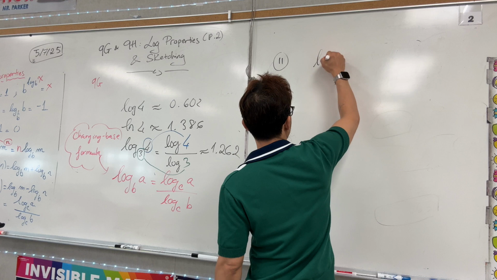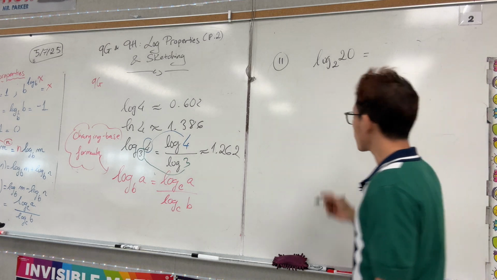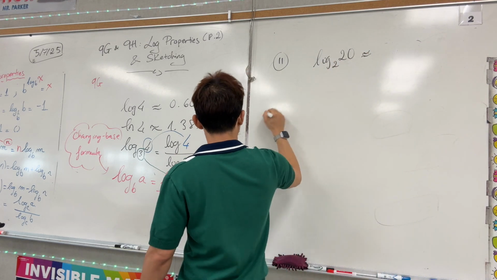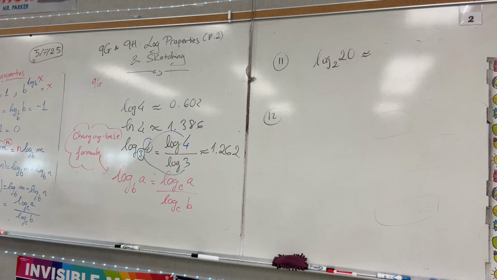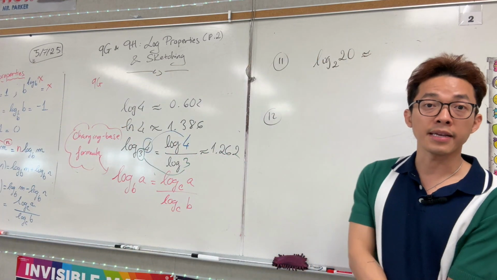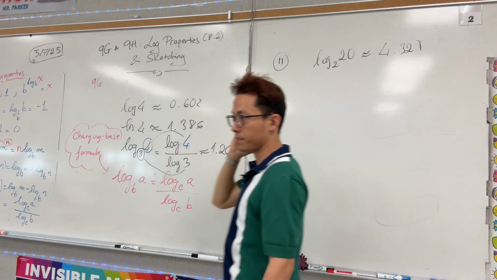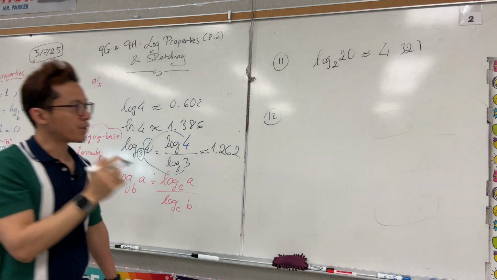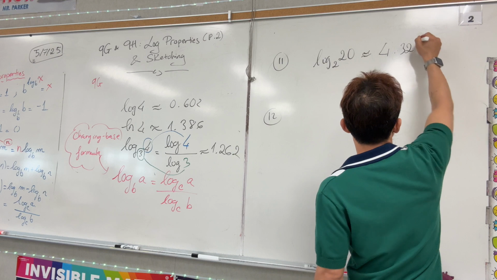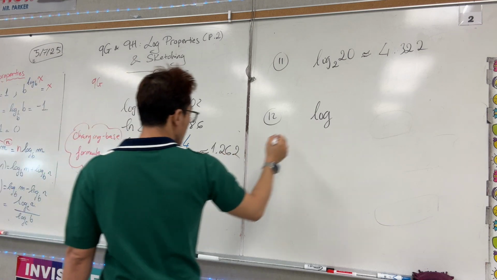Okay, find for me log base 2 of 20. Using a calculator, find for me what is log base 2 of 20. What did you get? Try it. What's log base 2 of 20? 4.321. Very good. 4.322 to be precise. Last one.